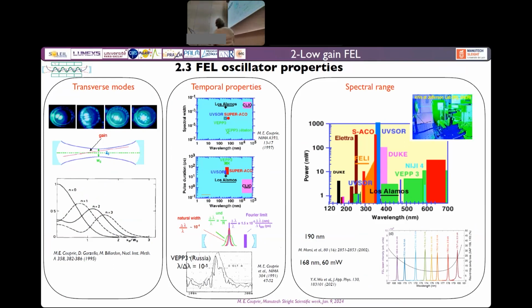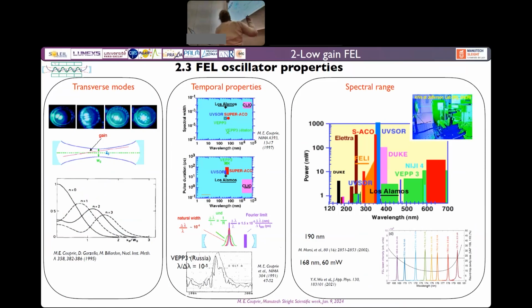About temporal properties, as we have an optical resonator, we are close to the Fourier limit, and we can even play with it. For instance, install a Fabry-Perot étalon inside the optical resonator to sharpen the line. It's an experiment that we did jointly in Novosibirsk, and we could achieve 10⁻⁵ spectral line widths.